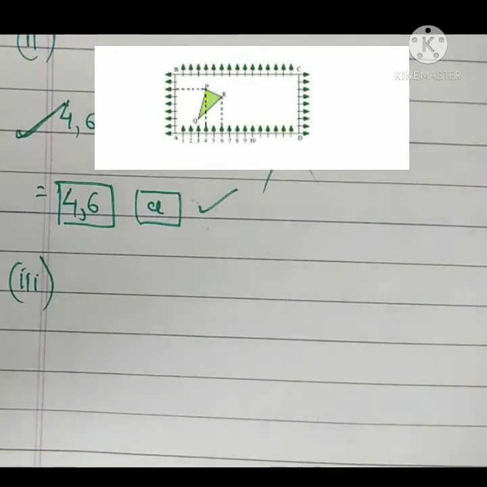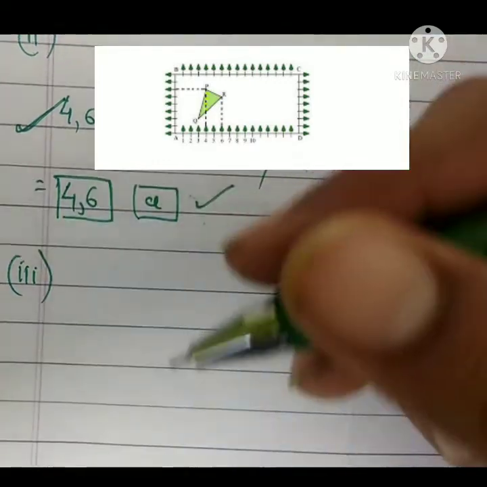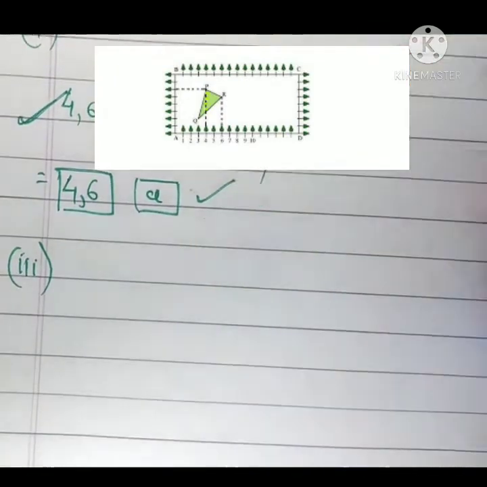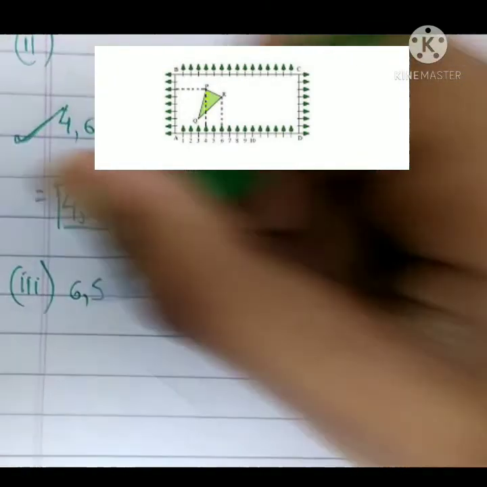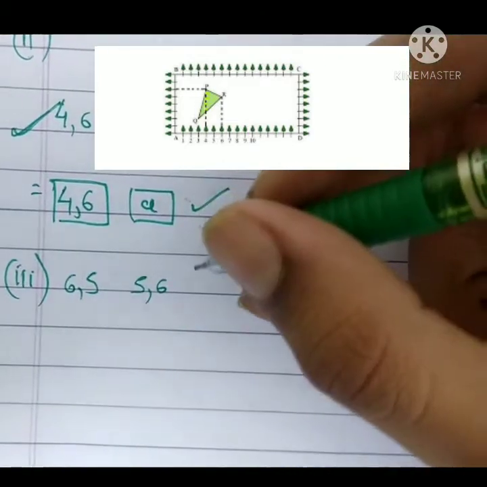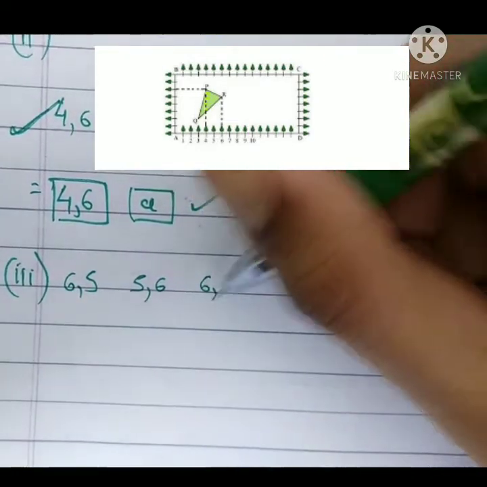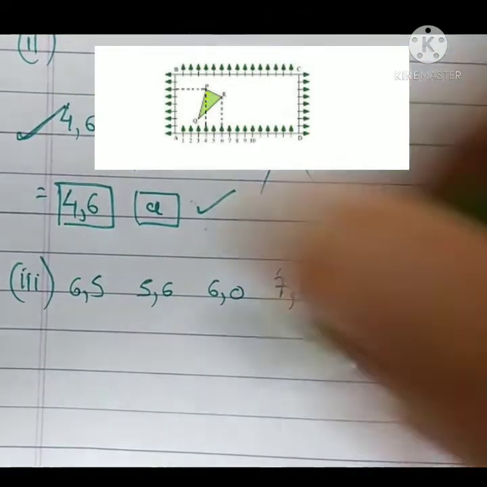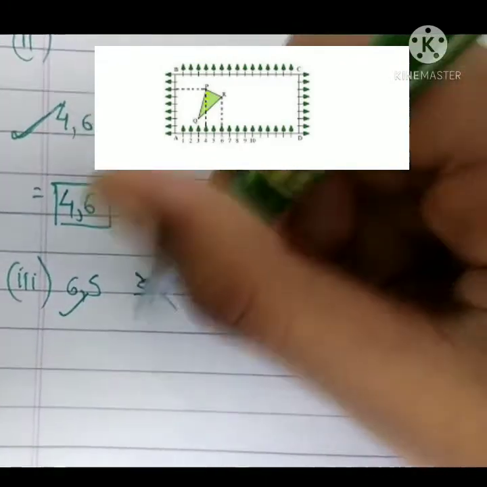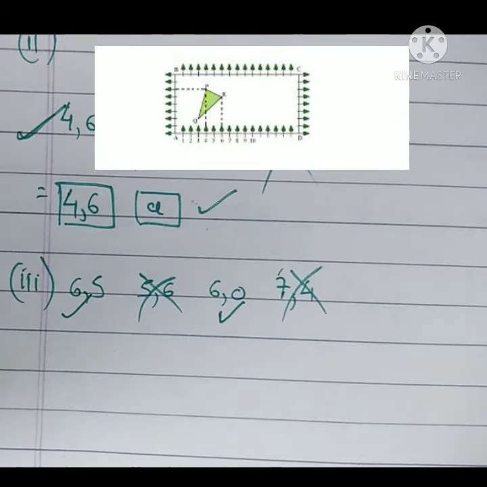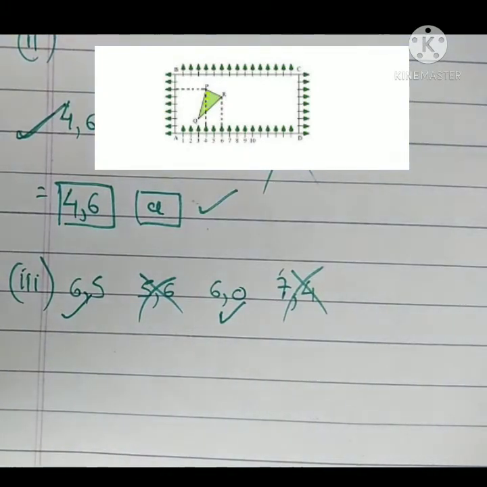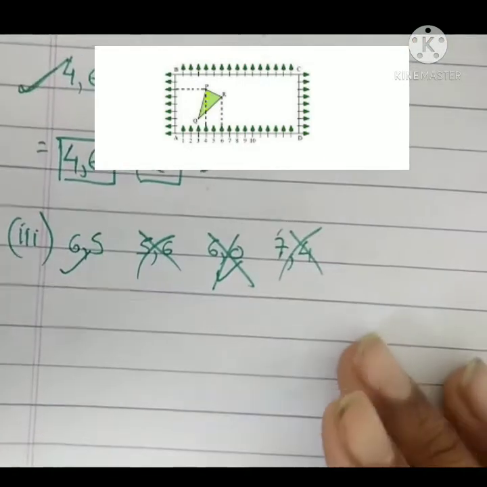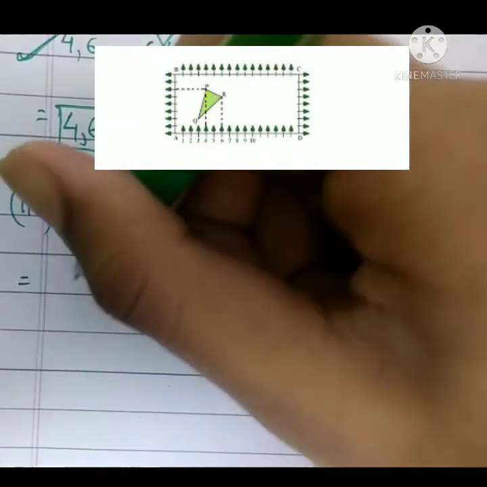I can see from the diagram that on the x-axis R has a coordinate of 6. The options are 6, 5; 5, 6; 6, 0; and 7, 4. If it is starting with 6, these two options can be correct and the others are completely wrong. Now on the y-axis the point is not 0 for point R, so this is also wrong, and the only option left is 6, 5. So this is the answer.